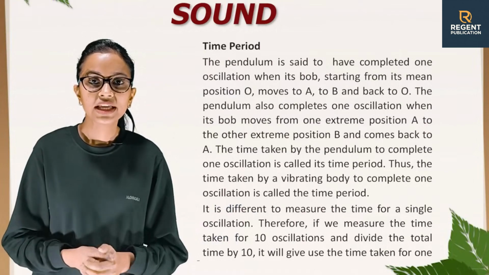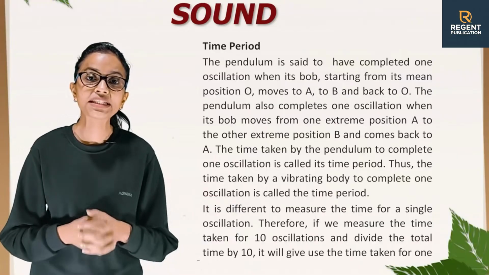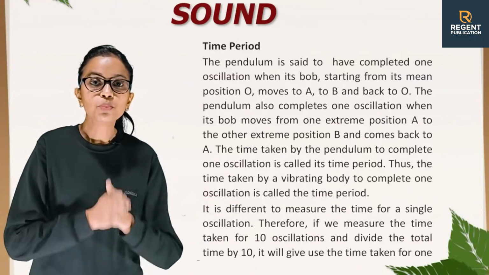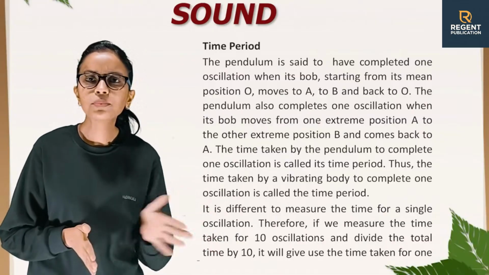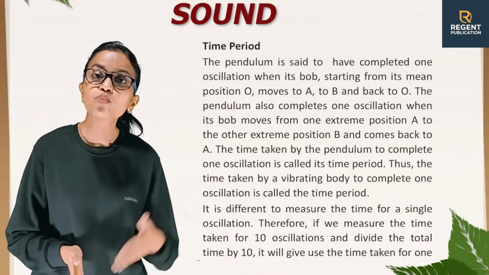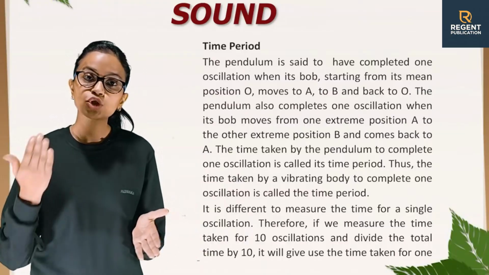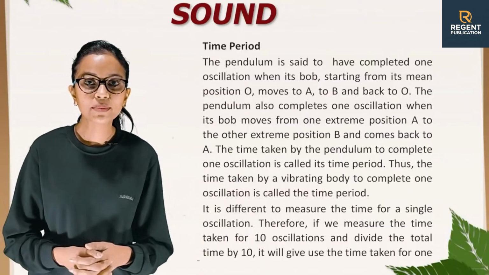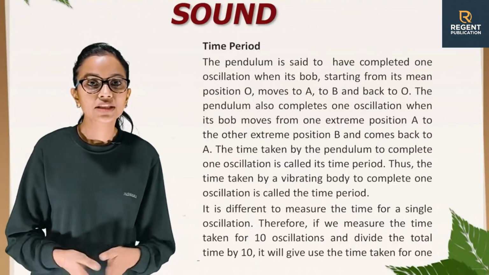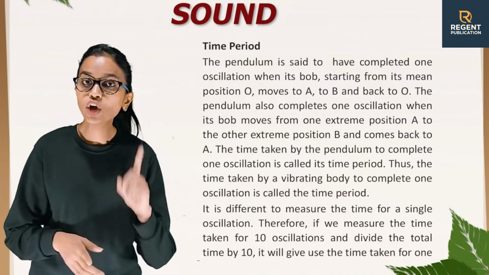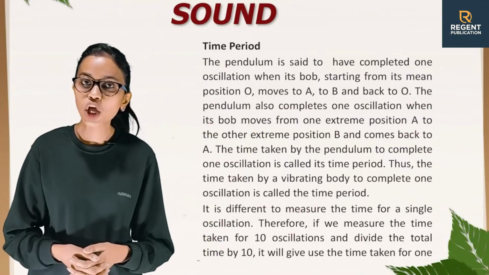Time period. The pendulum is said to have completed one oscillation when its bob, starting from its mean position O, moves to A, to B and back to O. The pendulum also completes one oscillation when its bob moves from one extreme position A to the other extreme position B and comes back to A. The time taken by the pendulum to complete one oscillation is called its time period. Thus, the time taken by a vibrating body to complete one oscillation is called the time period. It is difficult to measure the time for a single oscillation.